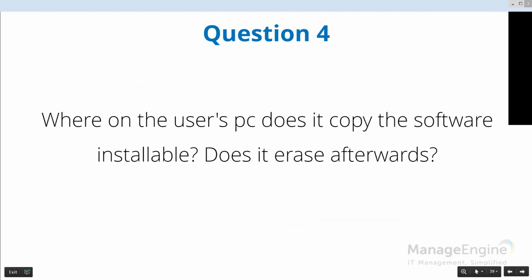Where on the user's PC does it copy the software installer? Does it erase afterwards? It will be copied to the client machine's agent folder. Basically, it will be under Program Files x86, Desktop Central agent. And after installing the application, it will erase it. You won't see those installers after installing the package.